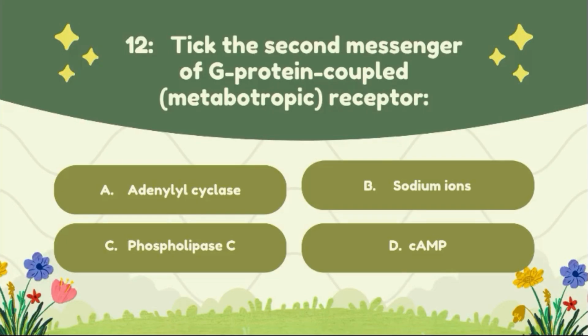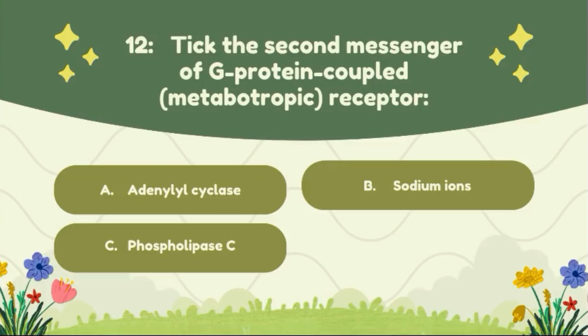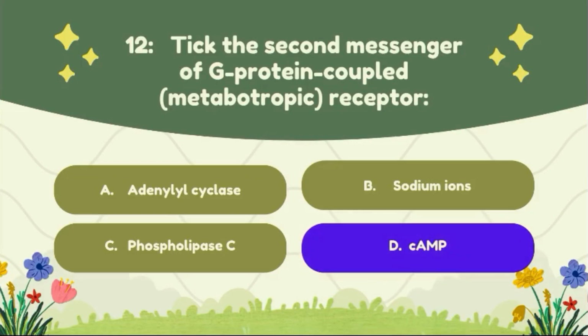Question number 12. Pick the second messenger of G protein coupled metabotropic receptors. A. Adenyl cyclase. B. Sodium ion. C. Phospholipase C. And D is cAMP. The correct answer of this question is option D, cAMP.